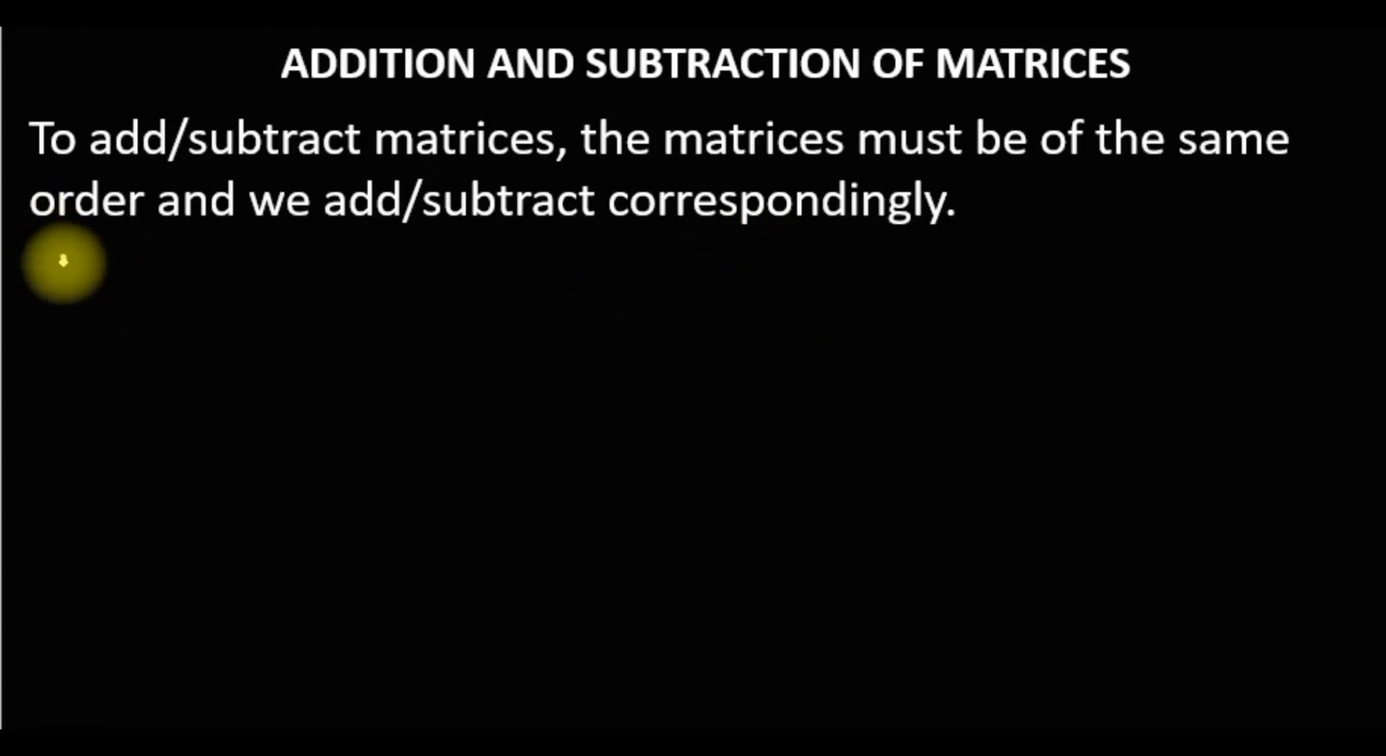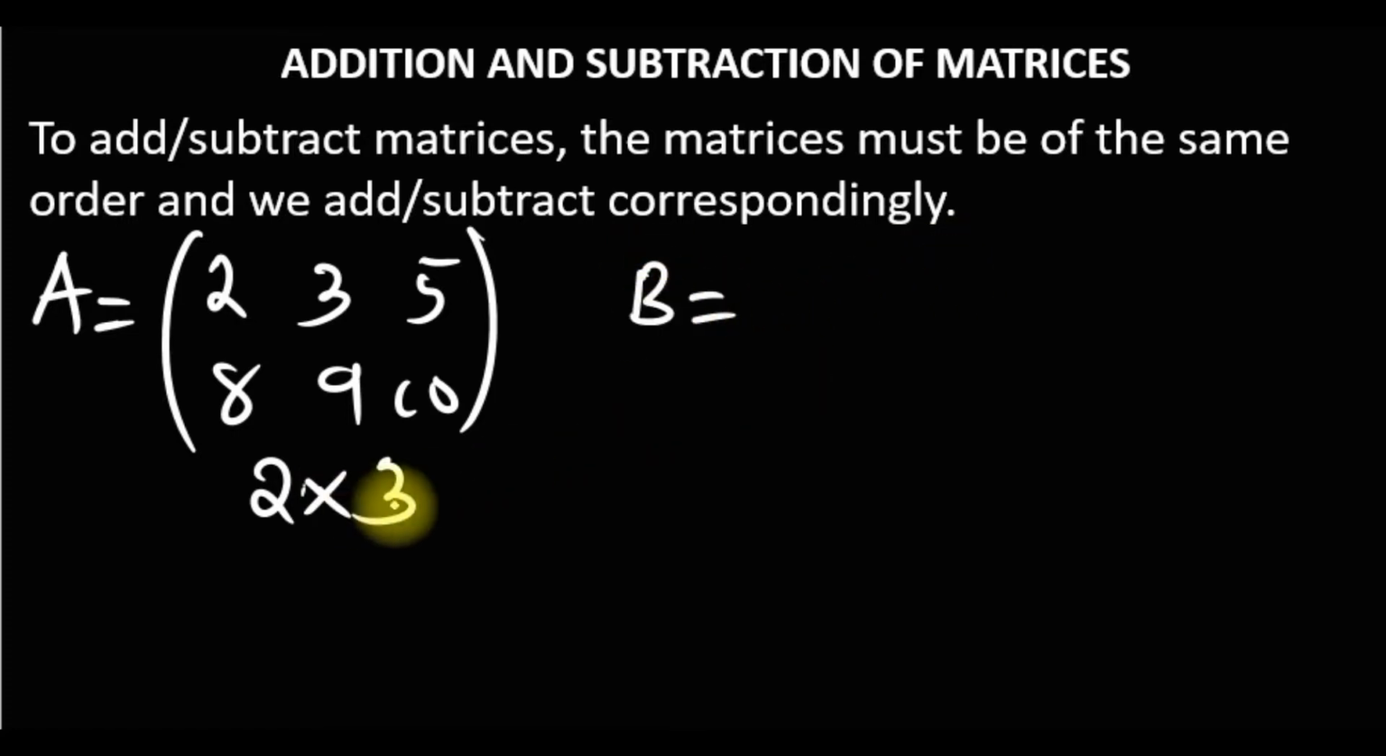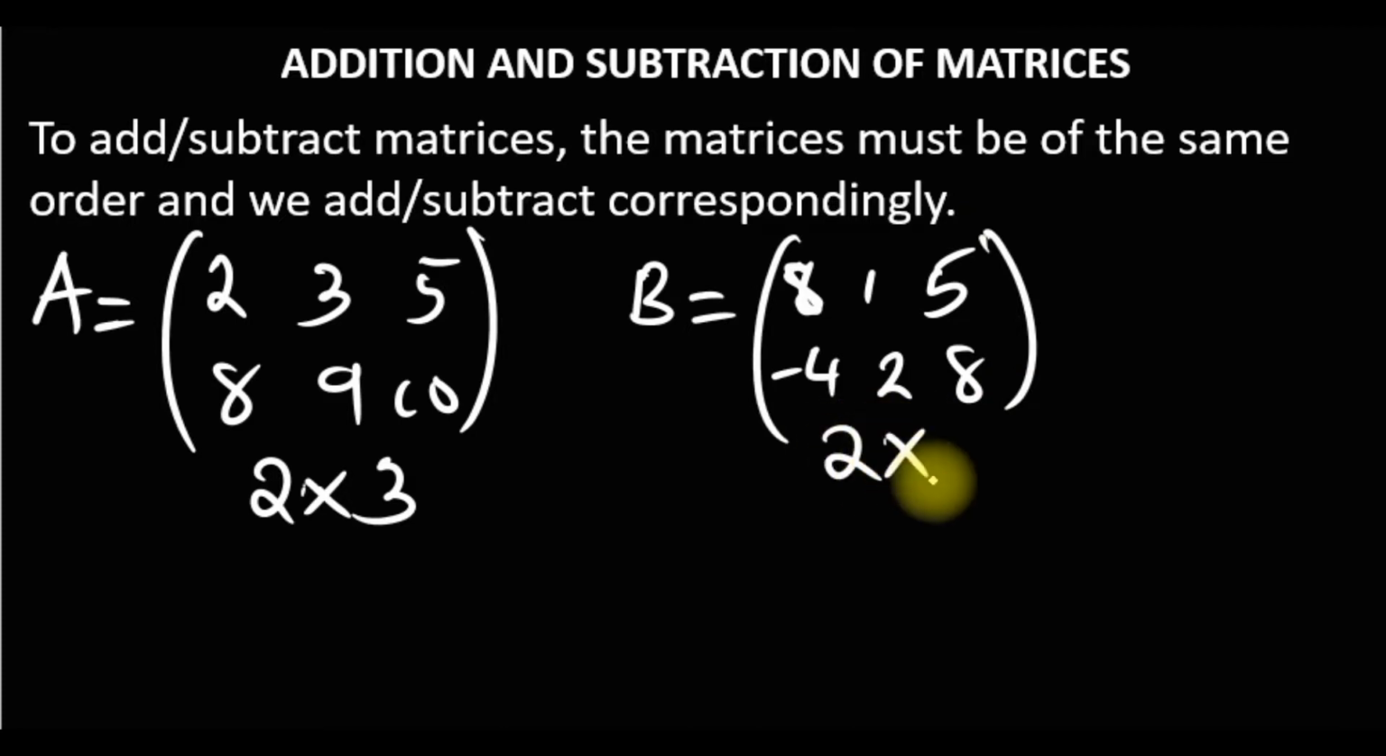So if you have a matrix A, maybe 2, 3, 5, 8, 9, 10. So this is a 2 by 3 matrix. For you to add any other matrix to it, they must have the same row and column. So if you have this one, maybe 8, 1, 5, minus 4, 2, 8. So this is also 2 by 3. So we can add or subtract.